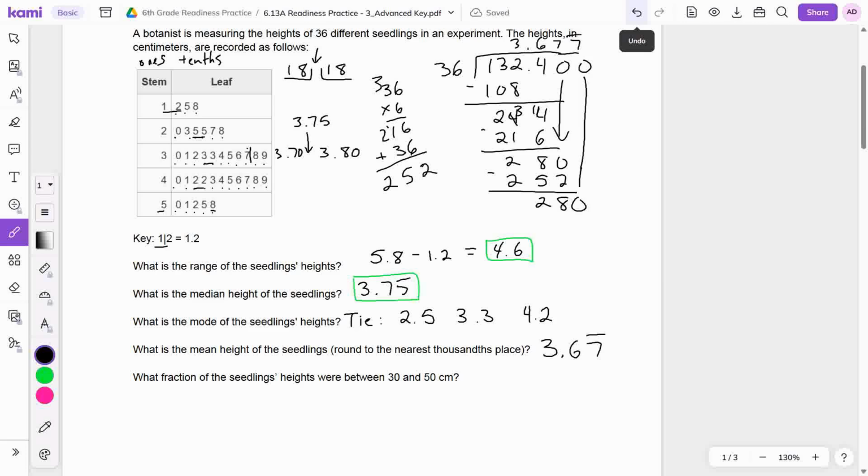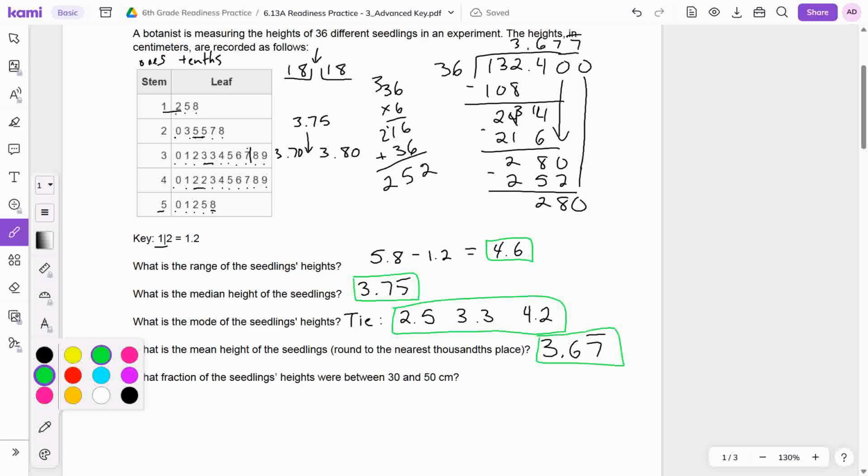So 3.67 is going to be repeating. That will be our answer. So let's get that in green. There we go. And then our answer is, for the last one, it's going to end up being a fraction.